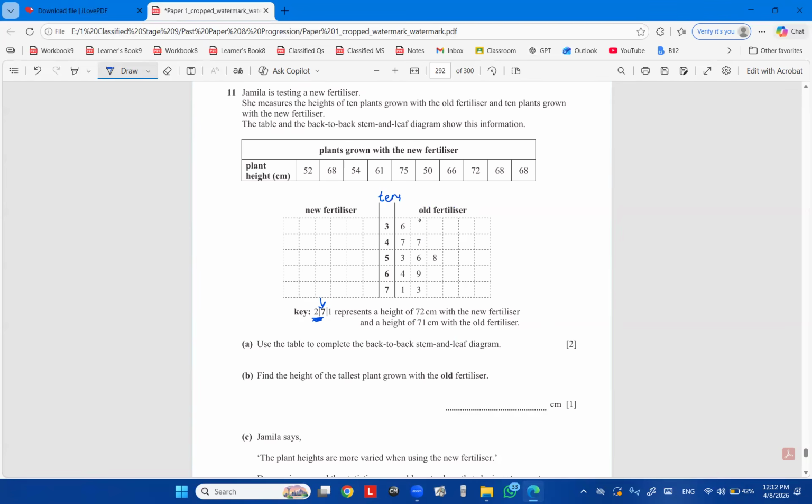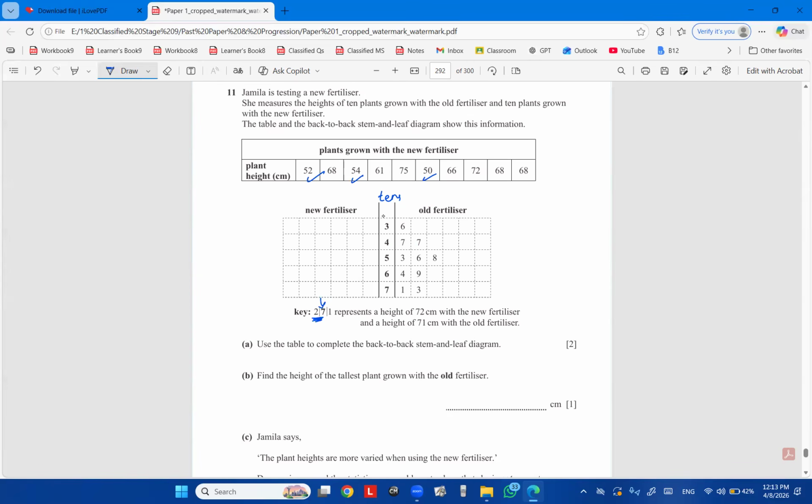All right, let's continue. Do we have 30 something in the table? Any 30s? No, we don't have any 30s. So nothing in the first row. Do I have any 40s? No 40s. Any 50s? Yes. I got 52. I got 50. I got 54. I got no other 50s.